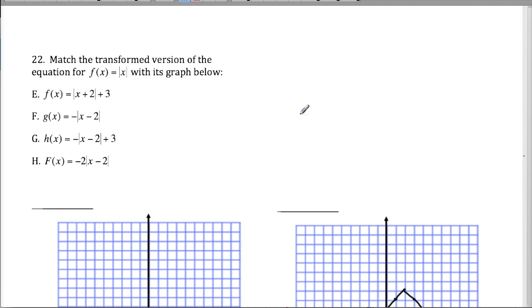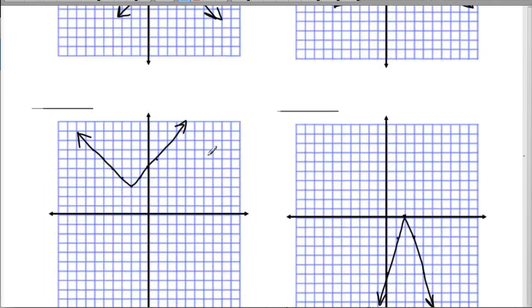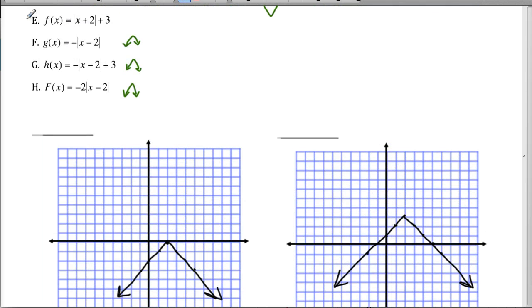Okay, moving on to the next page, another matching. E, F, G, and H. So I'm looking at this. The parent function would be the absolute value function, so I know all of these should be a V. Now there's a few ways that I could go through this. First of all, I could check and see what's happening here. With this negative sign out front, that means the V should be going down, right? So whenever I have a negative out in front, that means it's reflected over the x-axis. So I know F, G, and H, they're all opening down, so E is the only one that's opening up. So check your graphs here. Are there any that are opening up? This one here. So immediately I know that one's E. And I got that one, I can cross it off my list.